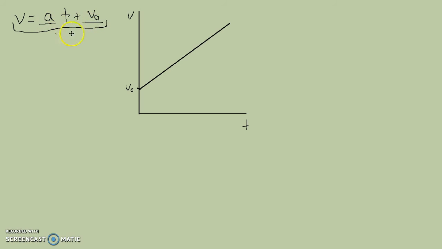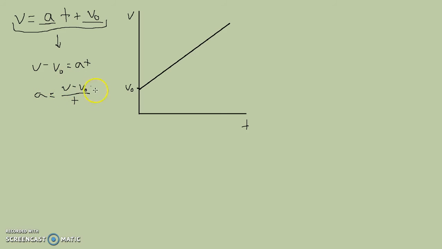We can actually rework this too. If we solve this equation for a, we find that v minus v naught equals a times t. If we divide the t over, we get a is equal to v minus v naught over t. And this is something we know, right?